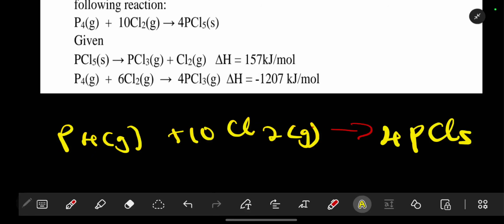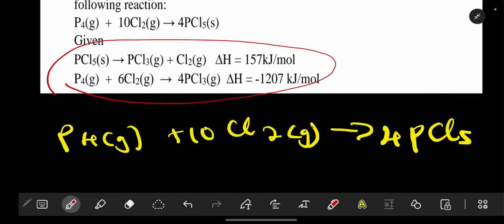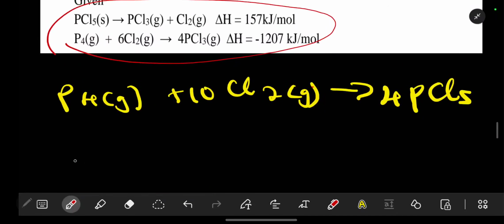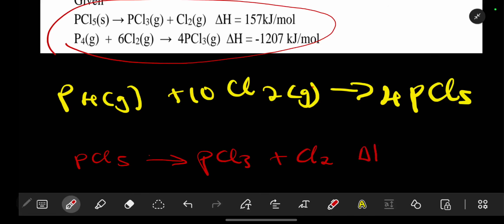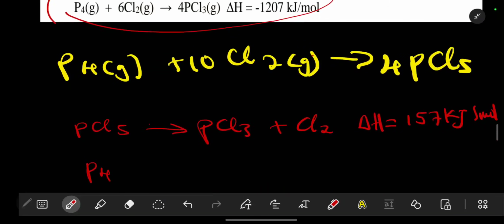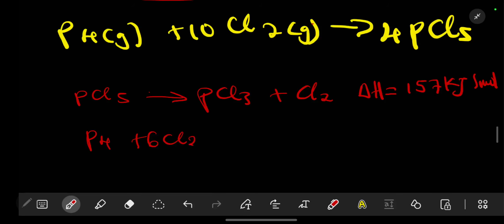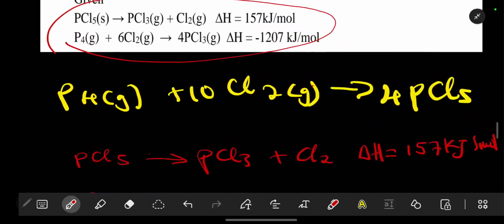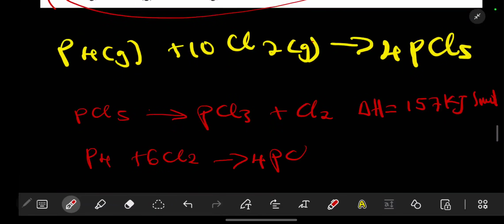Since this is what we want to arrive at, we are going to make these two equations similar to the answer we expect. So let's write these equations. We have PCl5 to produce PCl3 plus Cl2, the change in enthalpy is equal to 157 kilojoules per mole. Then the other equation is P4 plus 6Cl2 to produce 4 PCl3.